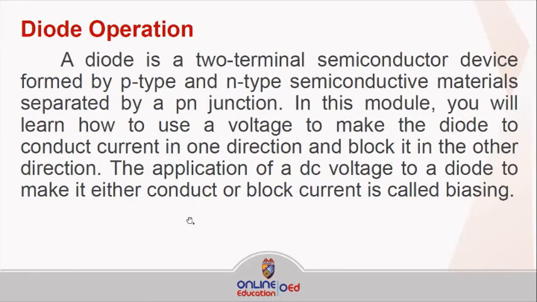Then another application of a diode is the application of a DC voltage to a diode to make it either conduct or block current, called biasing. Okay, we have what we call biasing. Depending on it, it conducts, meaning it allows the flow of current, or it blocks the current. Once a DC voltage is applied to a diode, it can be called forward or reverse bias, depending on whether it conducts or blocks current.